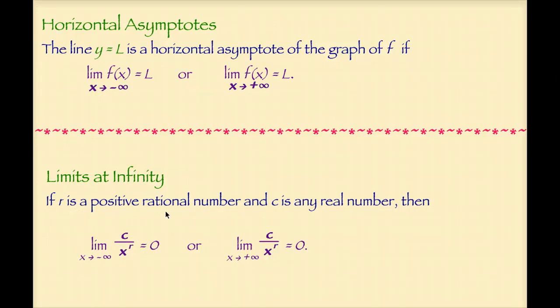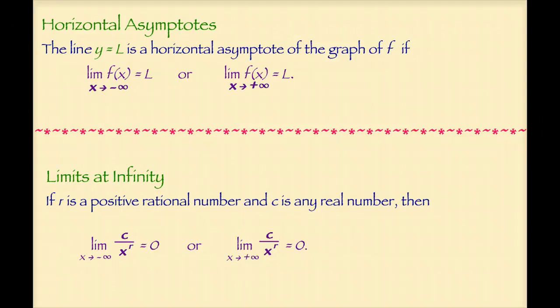If r is a positive rational number, the exponent is a positive rational number, and c is any real number, some constant, then the limit as x approaches negative infinity of this rational function, constant over variable raised to a power, is 0. Or the limit of this function, constant over variable raised to an exponent, as x approaches positive infinity is 0. This is going to be very handy for us. Every time we see a function where there's a constant in the numerator and a variable raised to a power in the denominator, the limit of that function as x approaches positive or negative infinity is 0.